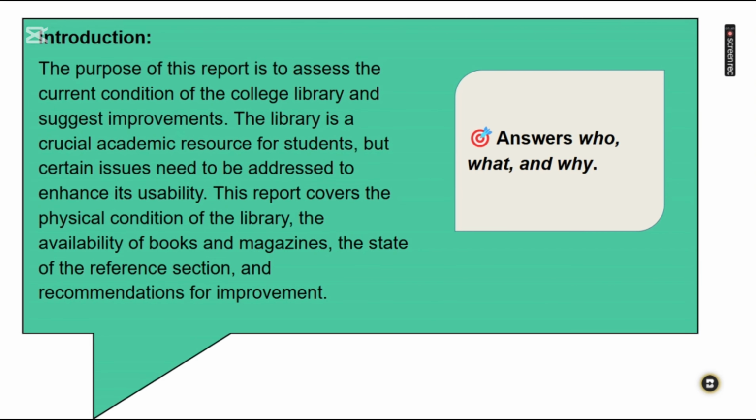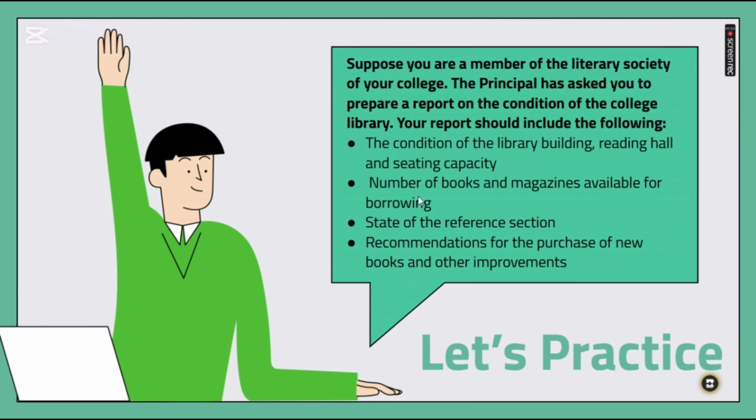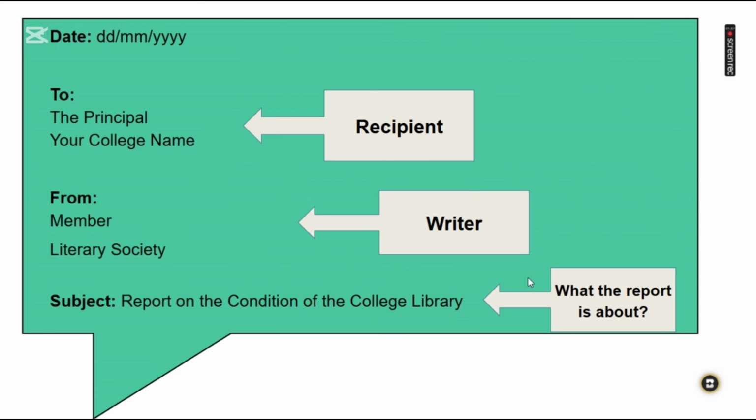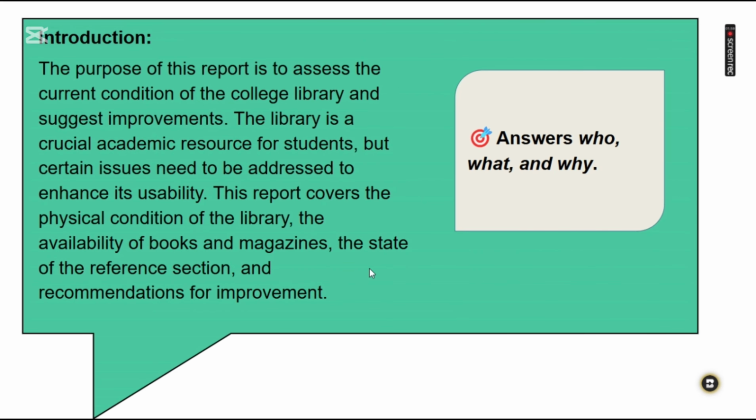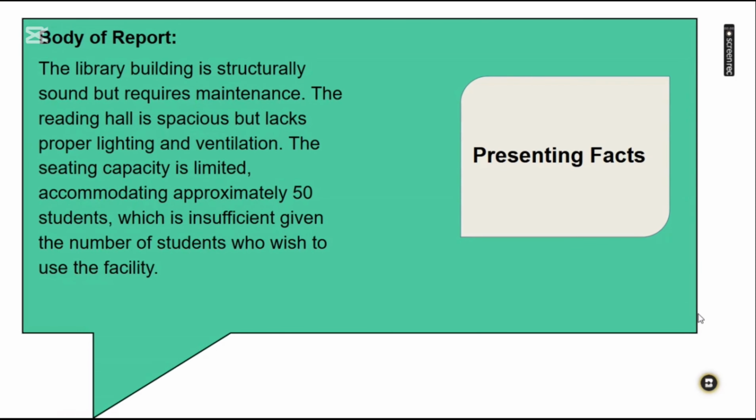So this report covers the physical condition of the library, the availability of the books and magazines, the state of the reference section, and recommendations. See how the points that are given in the question are clearly mentioned here with coherence, without making it look weird. Now comes the actual body of the report. This is the main part where you present facts, and it is divided into subsections according to the points given.